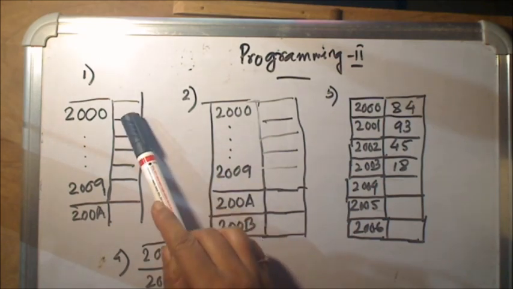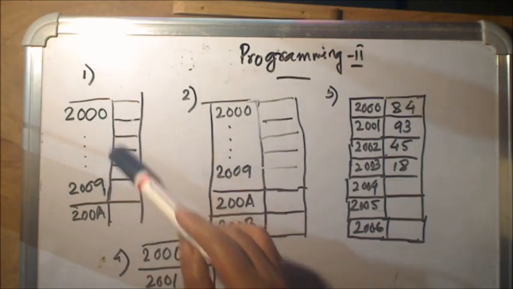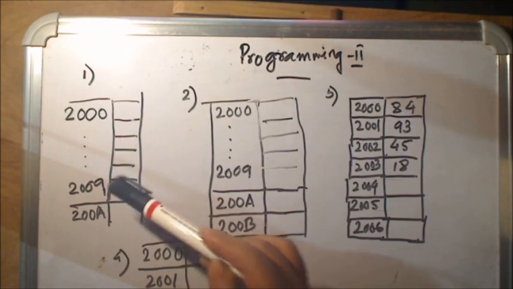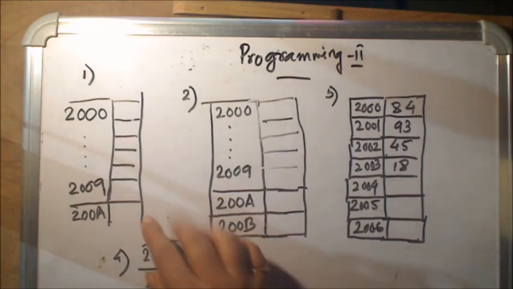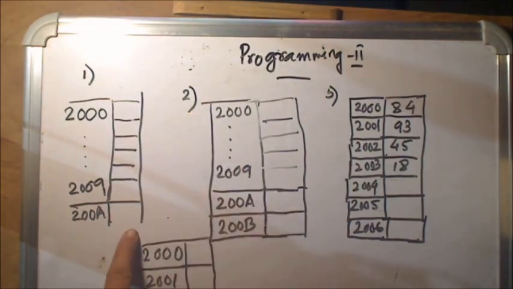stored from memory location 2000 to 2009. There are 10 numbers stored from 2000 to 2009. You have to find the highest number from this series and then store it at 2008. Okay. The next program is to add numbers.